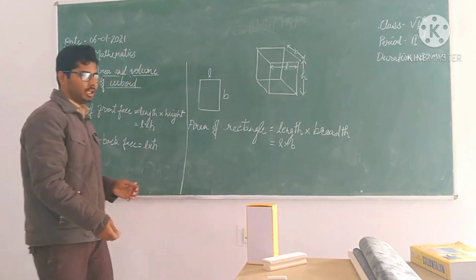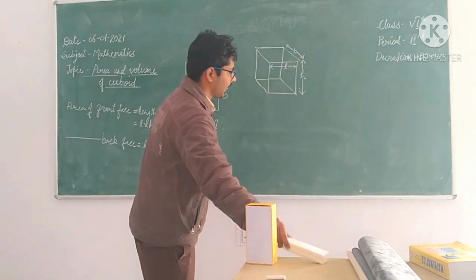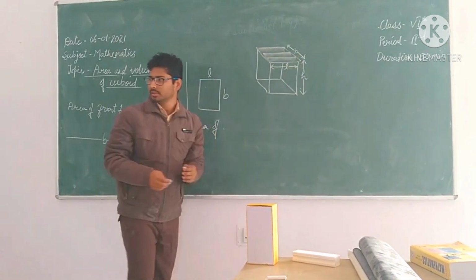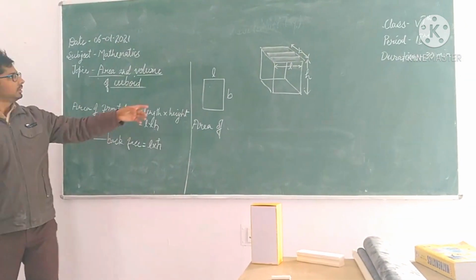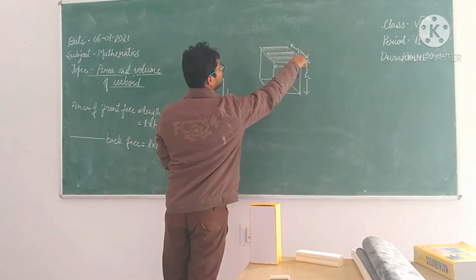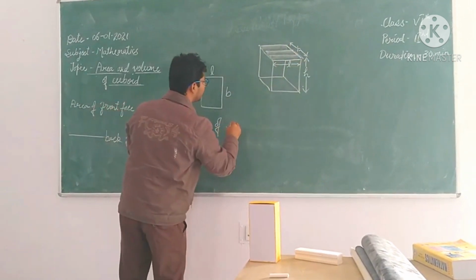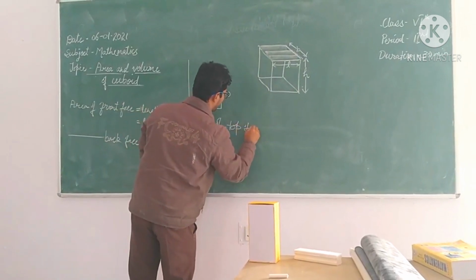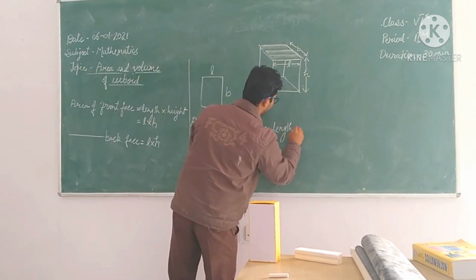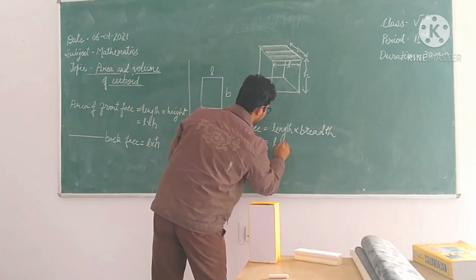And the area of the top face, this face. Yes, stand up. Sir, L into B. Correct, sit down. Very good. What will be its area? Length into breadth. The breadth B is given and the length L is given. So the area of the top face will be length into breadth, or L into B.